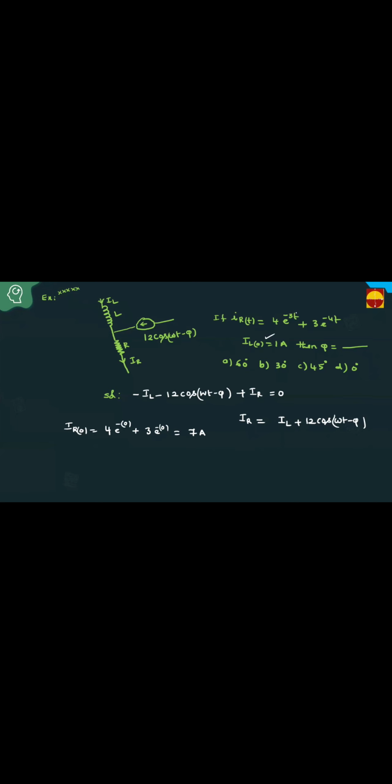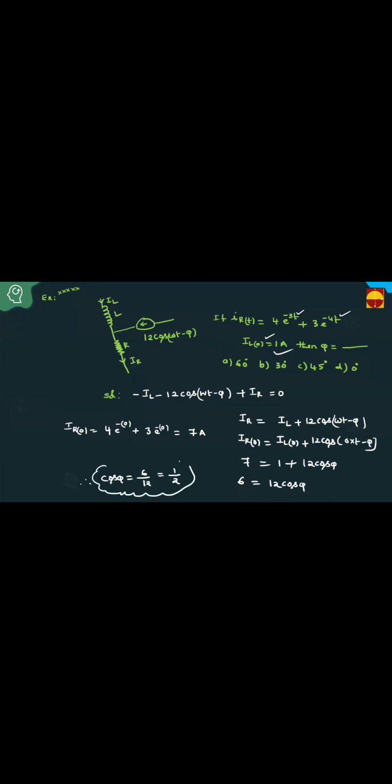Now from this, IR equals IL plus 12 cos(omega t minus pi). I substituted t equal to 0 here. Then IR of 0 equals IL of 0 plus 12 cos pi. What is IR of 0? 7. What is IL of 0? 1. So 6 equals 12 cos pi. From this, what is cos pi equal to? 6 by 12, which is equal to 1 by 2. Cos pi equals 1 by 2. Then what is pi? Pi equals 60 degrees. Like this you have to solve.